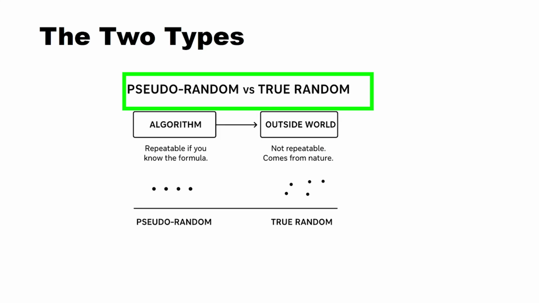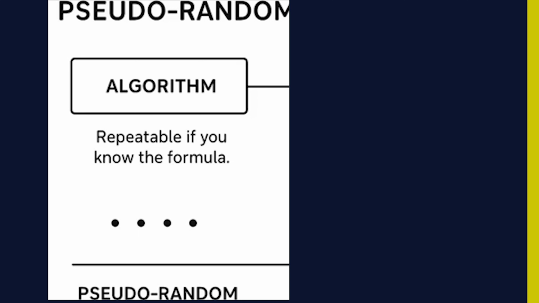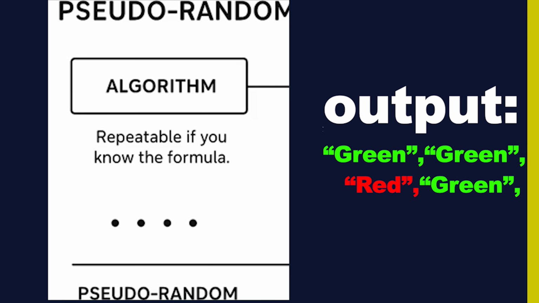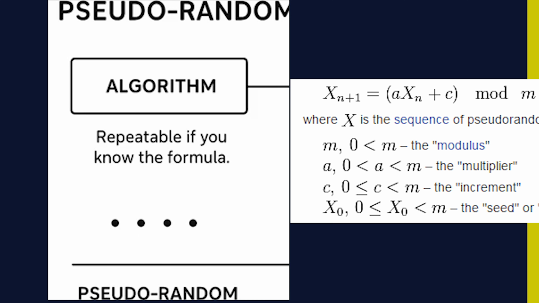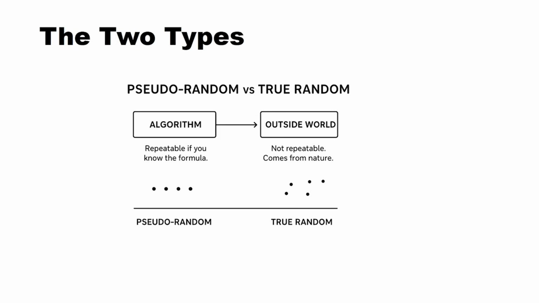Let's see pseudo-random and true random. Pseudo-random values are generated by computer programs. They can be repeatable if you know the formula that you used to create that program. While true random values are naturally random, and they are different.